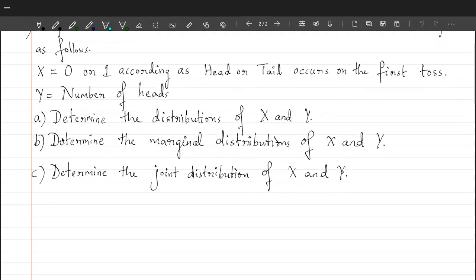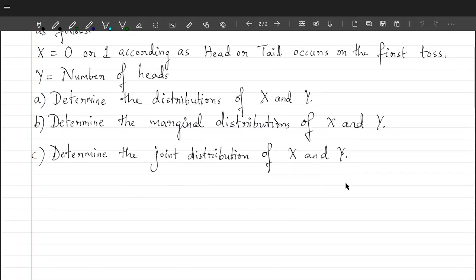Now, these are the questions which they have given. Determine the distributions of x and y. So, first of all, we have to list out the sample space, and based on the sample space and these conditions, you have to write the values of x and y. Second question, determine the marginal distributions of x and y. Third question, determine the joint distribution of x and y.